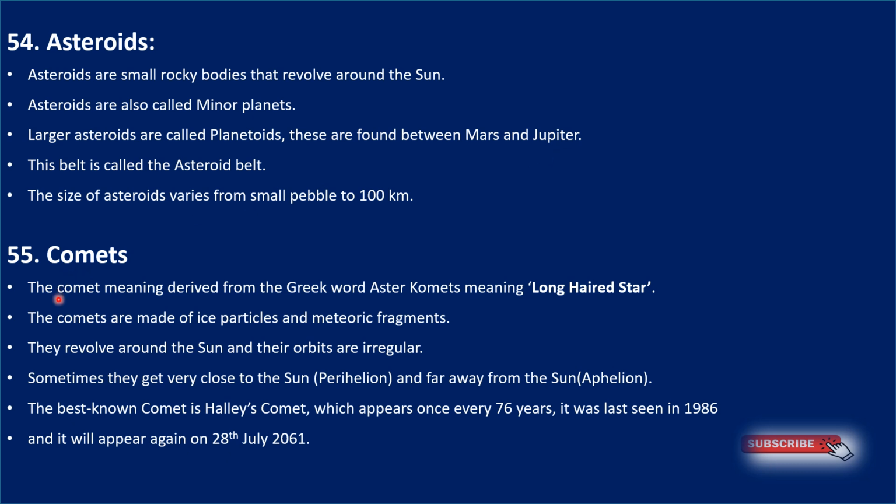Next one, comets. The word comet is derived from the Greek word aster kometes, meaning long-haired star. Comets are made of ice particles and meteoric fragments. They revolve around the Sun and their orbits are irregular. Sometimes they get very close to the Sun, at perihelion, and far away from the Sun, at aphelion. The best known comet is Halley's Comet, which appears once every 76 years. It was last seen in 1986 and it will appear again on 28th July 2061.